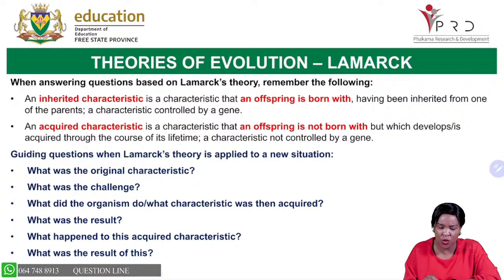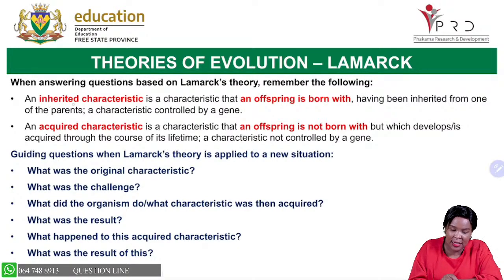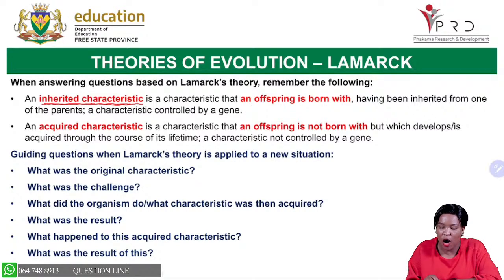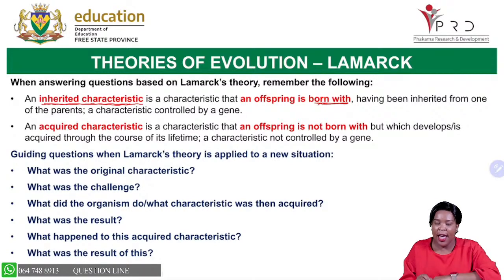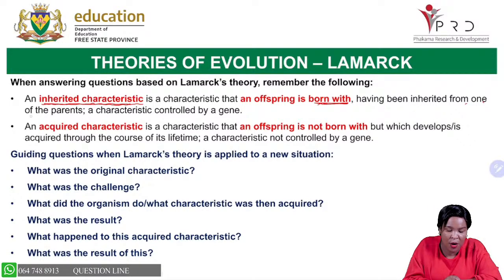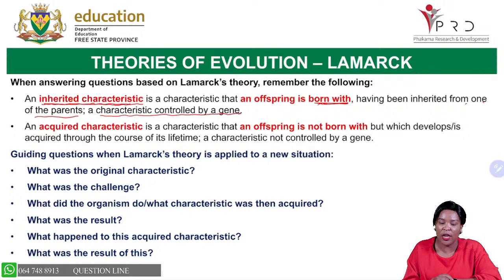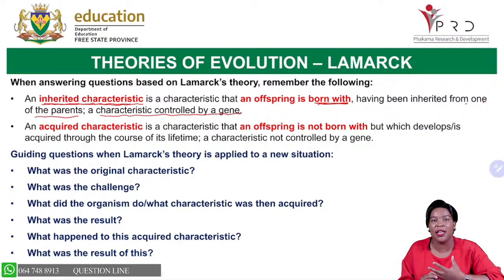What are the things that you need to remember when answering on Lamarck's theory? First, let us check this terminology here. What is an inherited characteristic? An inherited characteristic is a characteristic that an offspring is born with, because it has been inherited from one of the parents. It is controlled by a gene. So this is what we know, that when you inherit something, it must be controlled by a gene, and you inherit it from the parents.